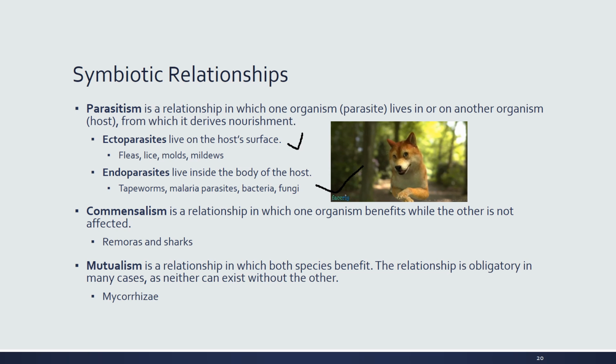They can suck your blood, they can eat your body fluids, they can live in your intestine and eat the food right before you get it. And again, we can go back to particularly tapeworms and other types of worms.